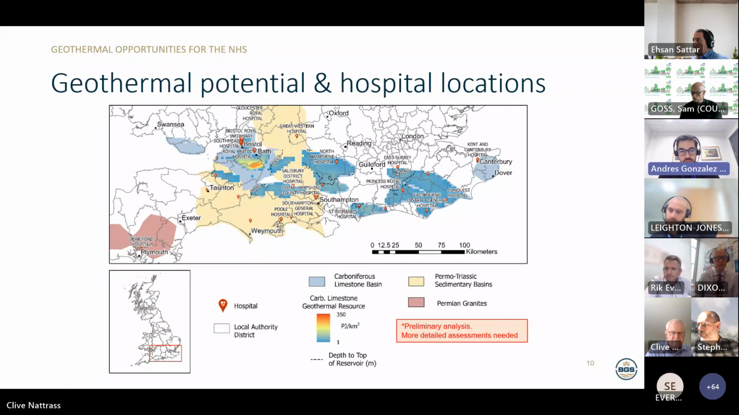And finally, there are some parts of the southwest Permian granites, but we didn't estimate the geothermal resource for the Permian granites because the estimation is different. How we take the heat out of the granites is slightly different. So we only have estimated for the sedimentary basins where we can pump the water from these deep aquifers. So next slide, please.